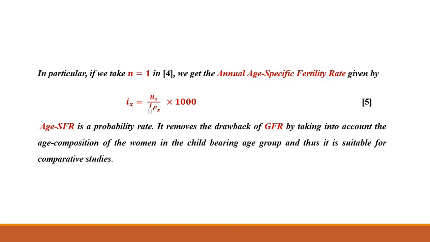So SFR is a probability rate. It removes the drawback of the general fertility rate by taking into account the age composition of the women in the childbearing age group, and thus it is suitable for comparative studies.